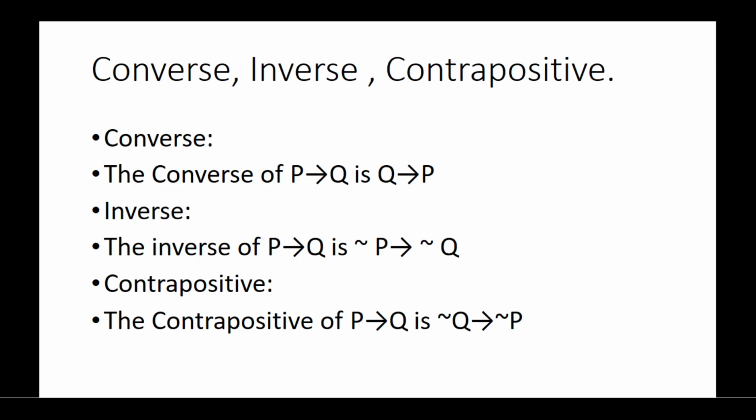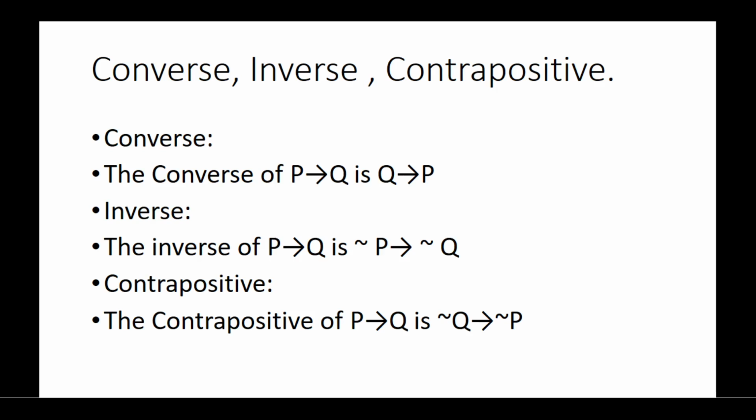For example, if two triangles are similar, then their corresponding sides are proportional. So the inverse of the conditional is negation of P implies negation of Q: if two triangles are not similar, then the corresponding sides are not proportional. This is called the inverse of the conditional.